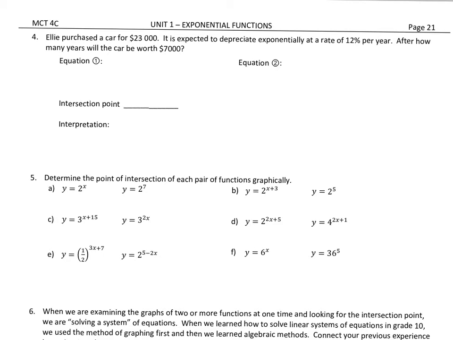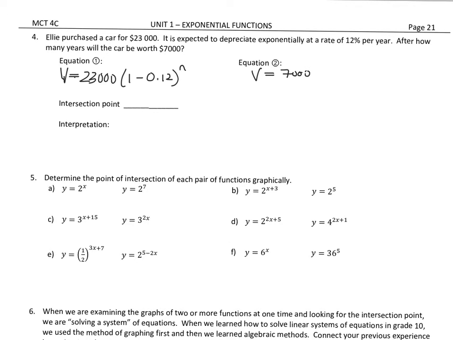Looking at example 4 here, Ellie purchased a car for $23,000. So that is the initial value, so our value will be $23,000. And then it's depreciating or decaying at a rate of 12% per year. So 12% is 0.12, and that's per year. And the question is, after how many years? So it's N that I need to figure out. Will the car be worth $7,000? So my next equation is that V is equal to 7,000.